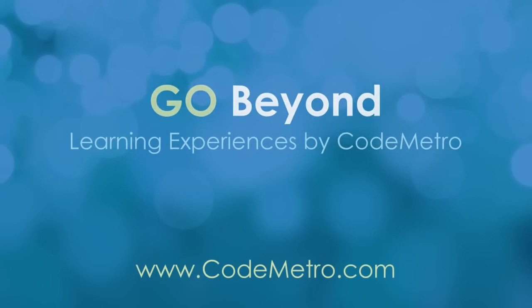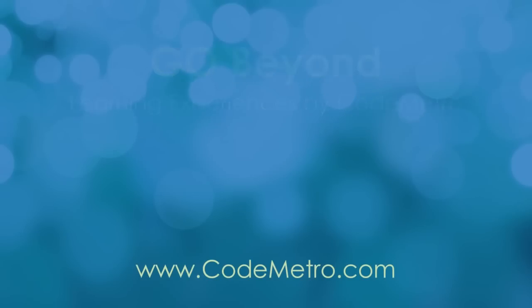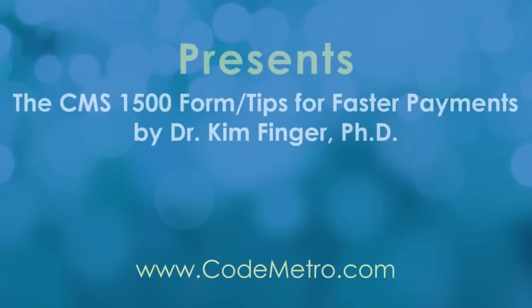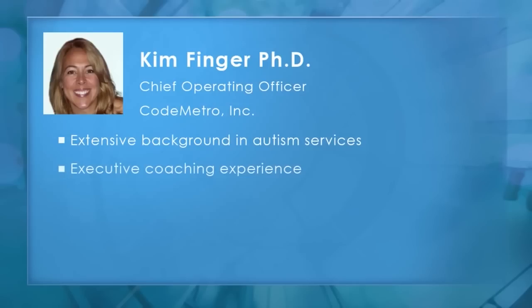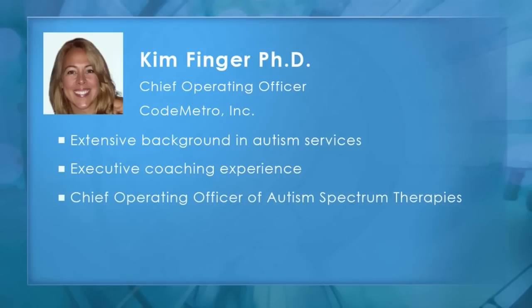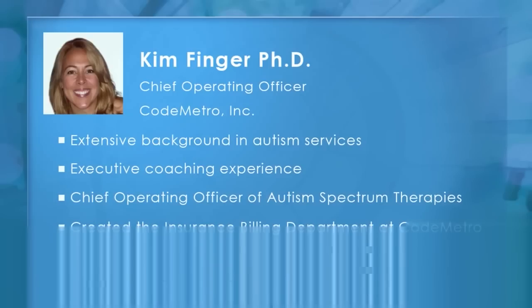Our first edition of Go Beyond focuses on tips for completing the CMS 1500 form for faster payment. Our presenter today is our own Chief Operating Officer, Dr. Kim Finger. Kim has an extensive background in autism, having served as a direct service provider in Connecticut many years ago, after which she segued into the world of executive coaching. Prior to joining Code Metro, Kim was the Chief Operating Officer at Autism Spectrum Therapies, a large California-based autism services company. Kim created the insurance billing department at Code Metro and is here to share with you her tips on completing the 1500 form.